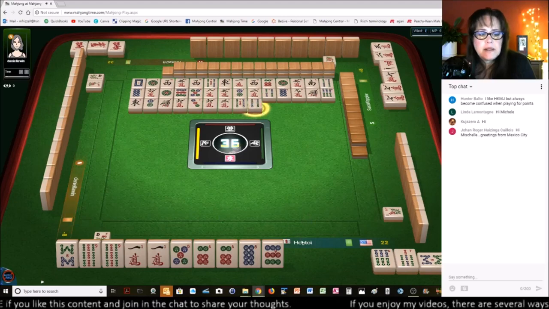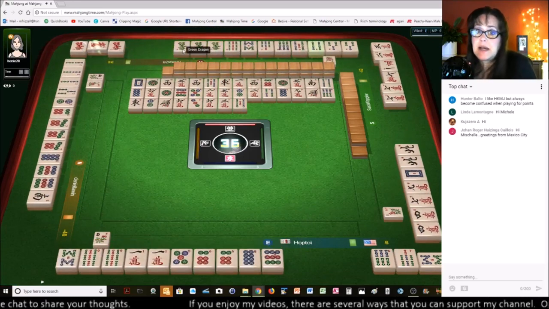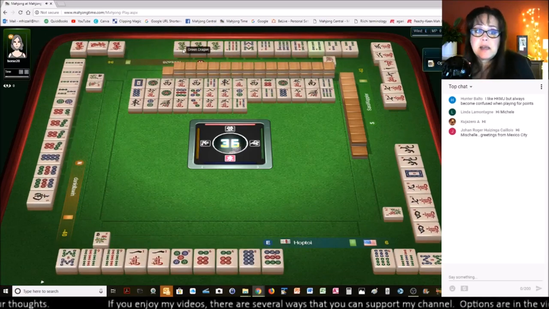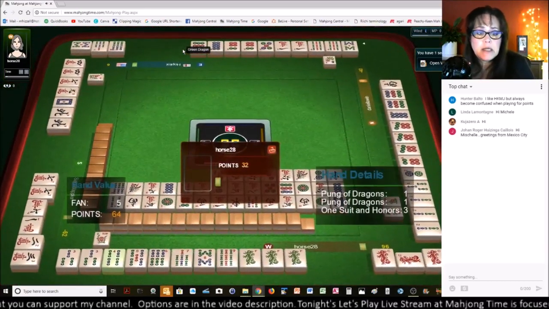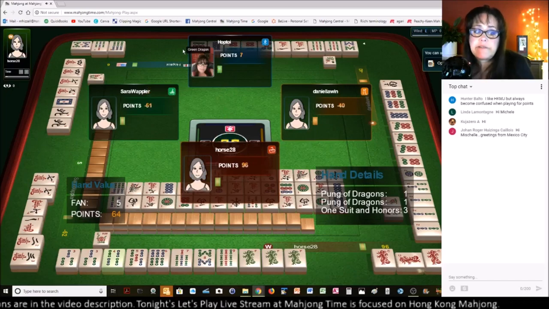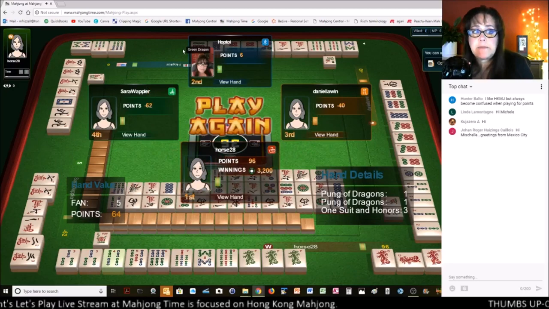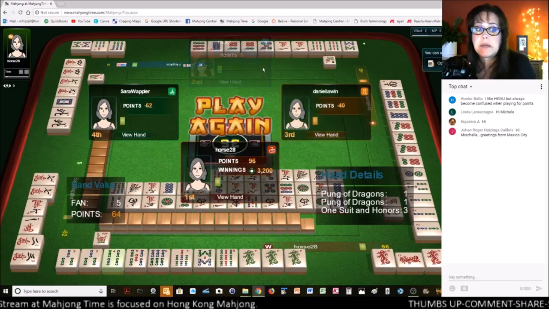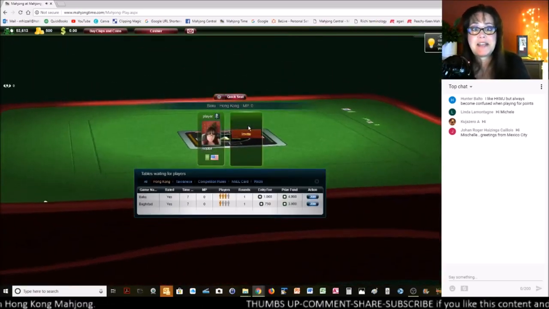4 bamboos. Someone's gonna, that's gonna be a high score hand right there. That's a half flush with 2 dragon pungs. So they're gonna have 3, 4, 5, 5, 5 fawn probably. And I don't know what seat they're in. West, 5 fawn. Okay, so that was nice. All right, so they won the round, the game. Second place, okay, well that's better than some of my games. Second place is better than last place.